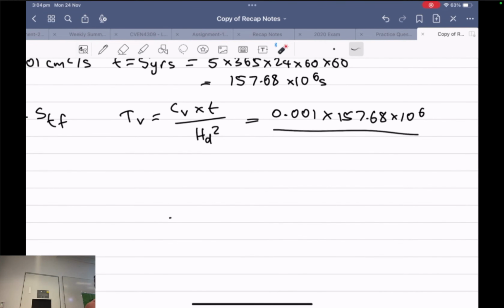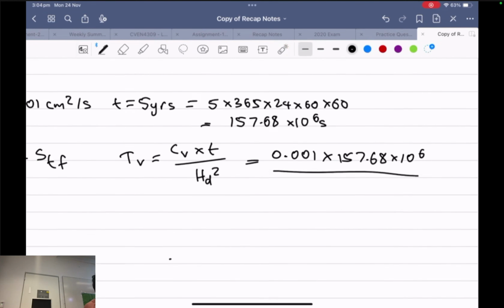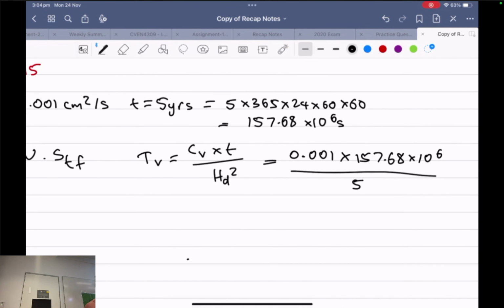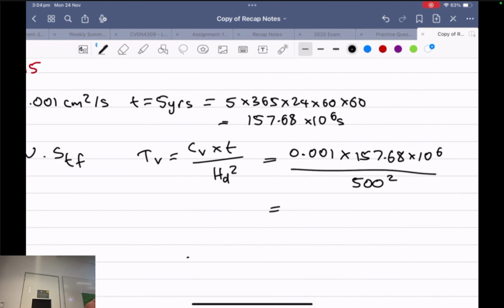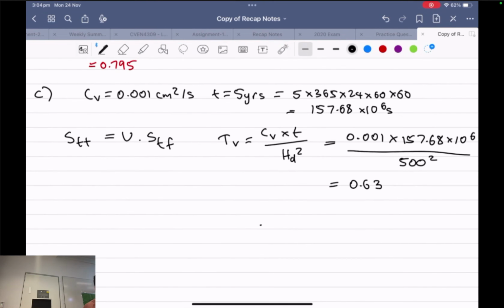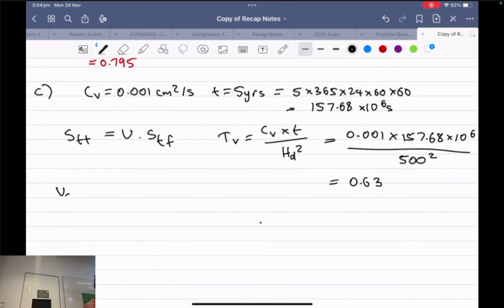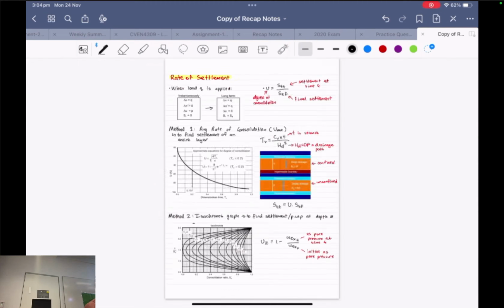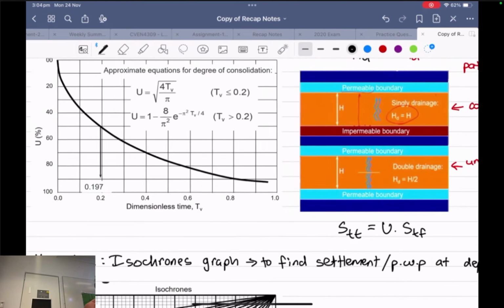So HD is also 5, and here, because CV is in centimeters, we take HD to also be in centimeters. So 5 meters is 500 centimeters, and so TV is 0.63. And when you go to the chart and you line everything up and you find TV, and you find U, you'll get that the U average is equal to around 83%. That's from this chart over here.